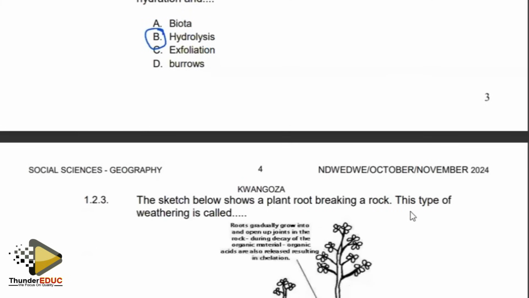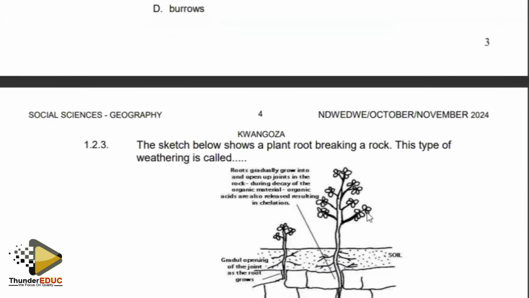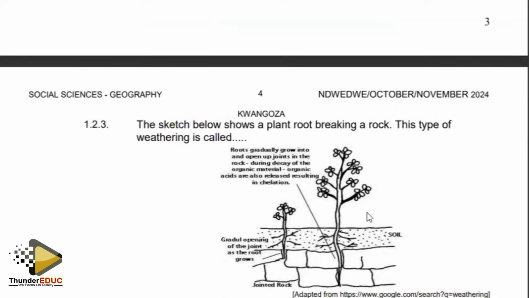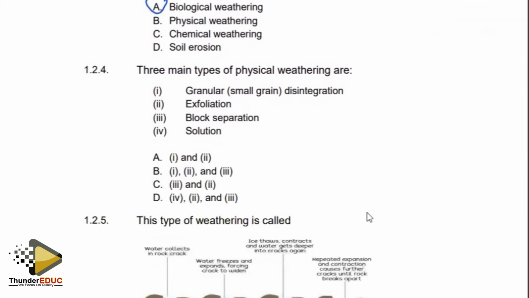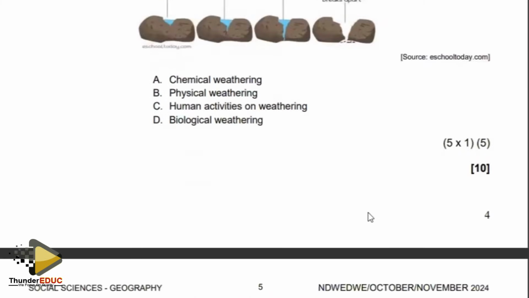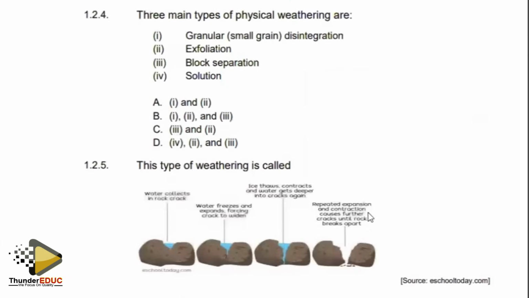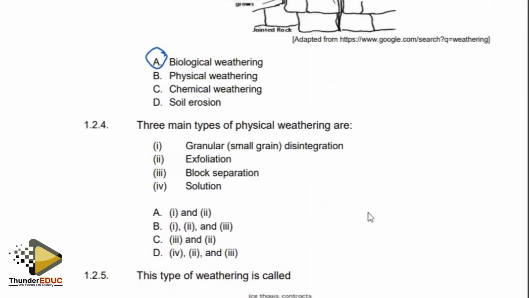We have the sketch below showing a plant root breaking a rock. This type of weathering is called: biological weathering, physical weathering, chemical weathering, or soil erosion? This type of weathering is called biological weathering. Then question 1.2.4.